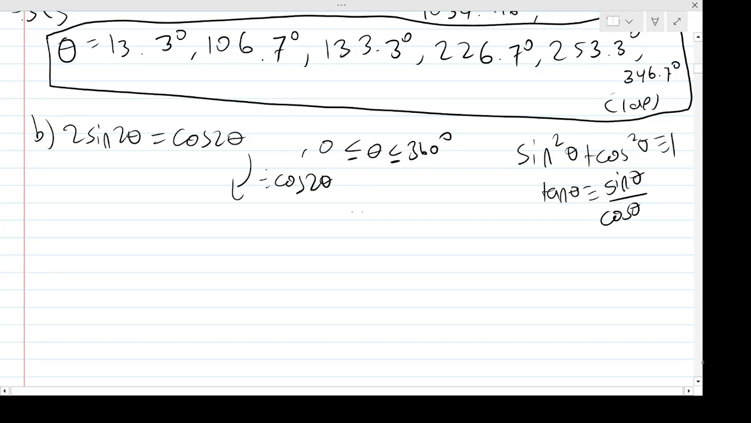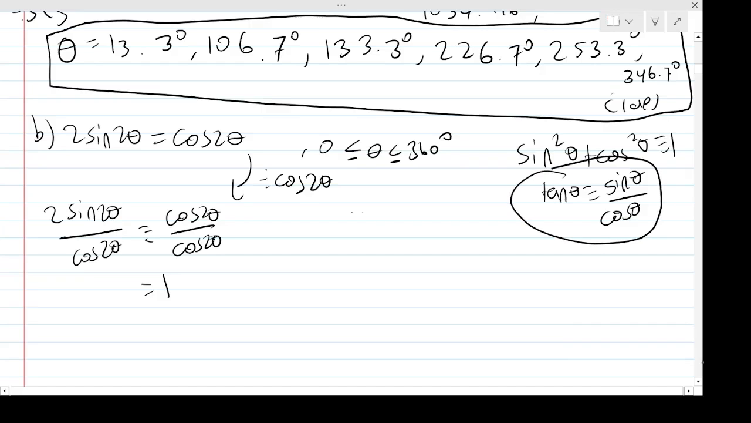Well, if I divide it by cos 2 theta, well, 2 sine 2 theta over cos 2 theta would then equal cos 2 theta over cos 2 theta. Well, the cos 2 theta is cancelled, so I'll get 1. And then sine 2 theta over cos 2 theta, well, isn't that then tan of 2 theta by that identity there? Right? Sine over cos will get me the tan. So that means 2 tan of 2 theta. Remember, the angle has to be the same. So 2 tan 2 theta has to be 1. But then if I divide by 2, I then get tan 2 theta is a half.